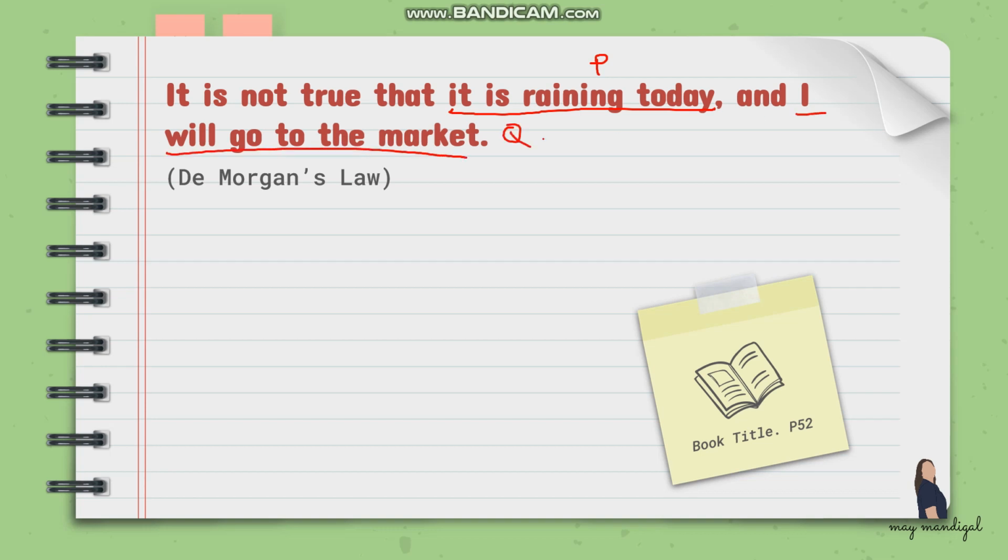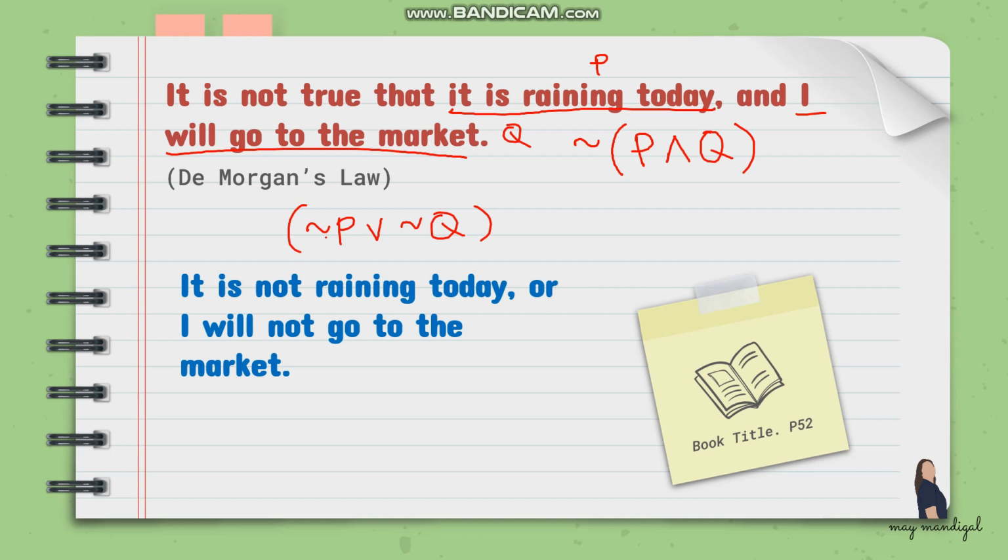I will go to the market: this is our Q. Now, if you write this into its propositional form: it is not true that it is raining today and I will go to the market. So, not of P and Q. Since we're using De Morgan's law, we just have to distribute the negation and change the operation from AND to OR. So, we should have not P or not Q.